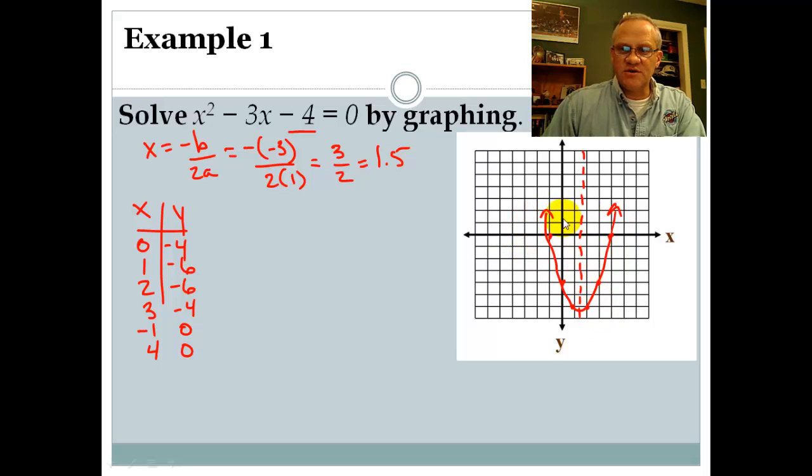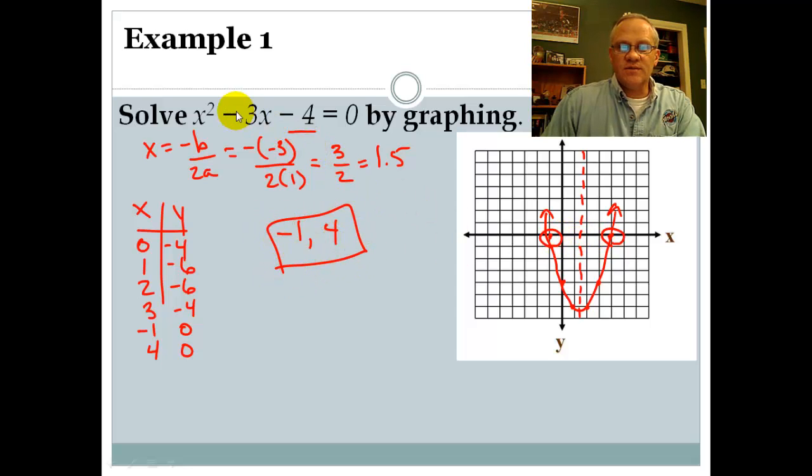Our purpose here is to see where our graph crosses the x-axis, which is right here and right here. And so that gives us two solutions. And by the way, by looking at the table here, you can see that our two solutions are negative 1 and 4. Those are our two solutions.